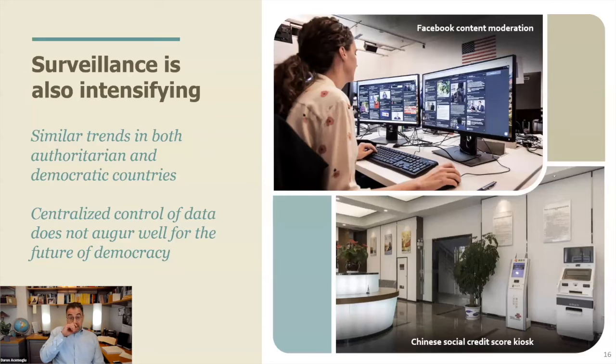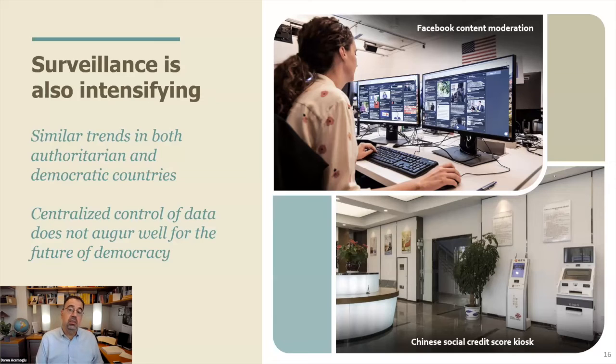Now, the other part of the Industrial Revolution that was problematic was the use of new organizations and new technologies for surveillance. And we're redoing that again. We're seeing that both in authoritarian and democratic countries, and in particular, in a worrying way, it is accompanied with centralized control of data. So people draw a big distinction.